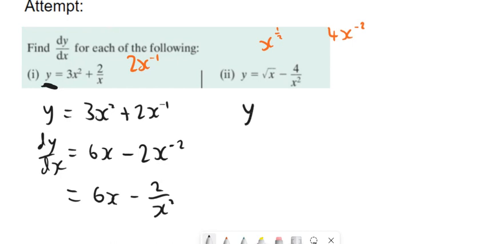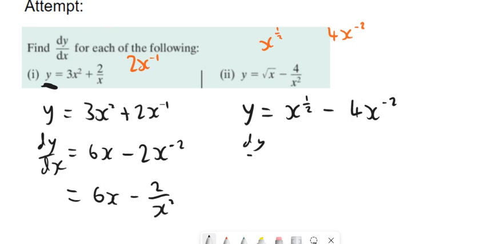Second one, so I'm changing it again into y equals x to the power of a half, minus 4x to the power of minus 2. You'll get this now, because if you just had the ones I've shown you before, it's too easy. So they test you on knowing that square root is the same as that number to the power of a half.